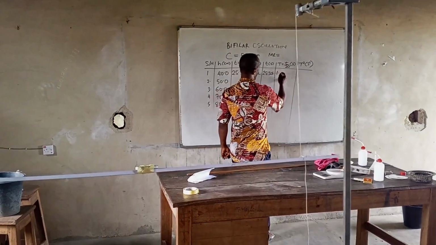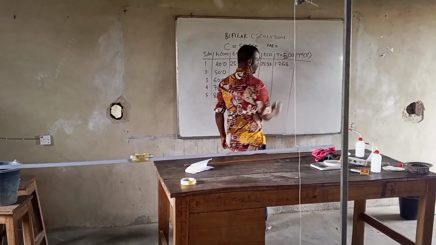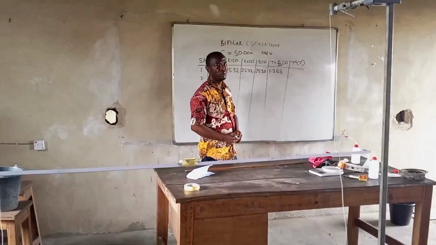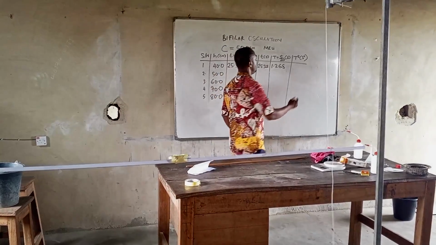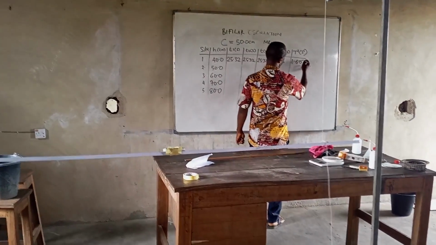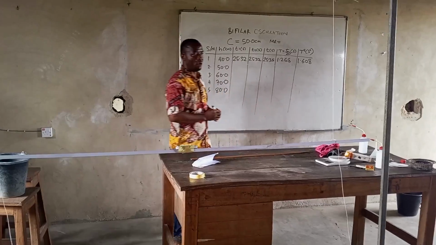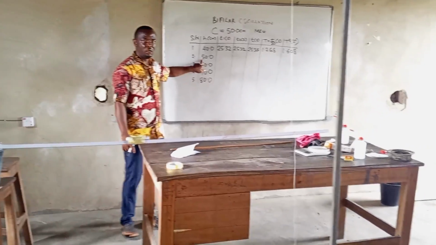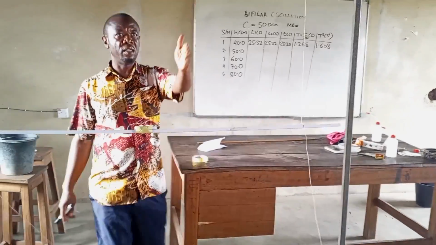1.268 to 4 significant figures. Then do T squared: 1.608. Okay? So we're going to adjust the tray to get 50 cm length. So the height will be 50 centimeter.